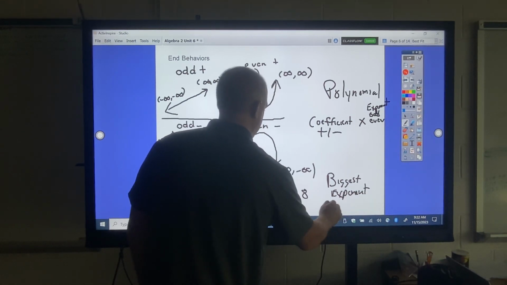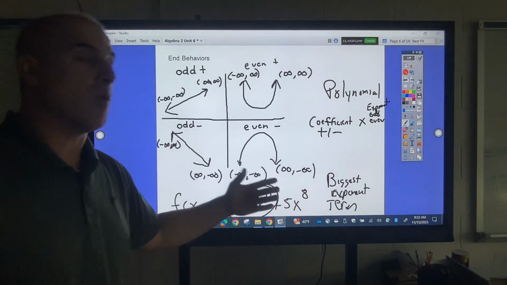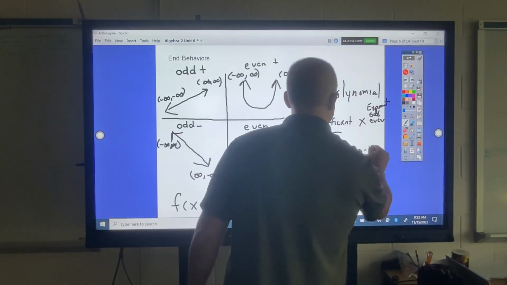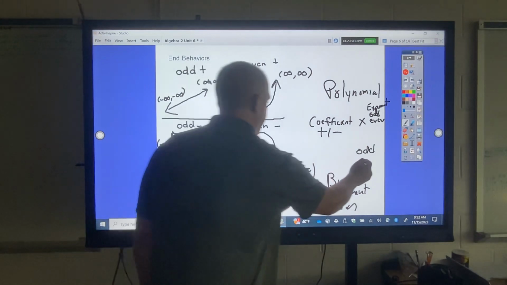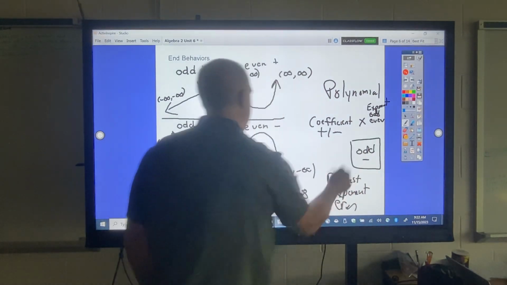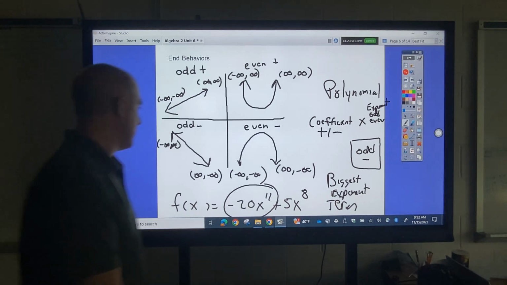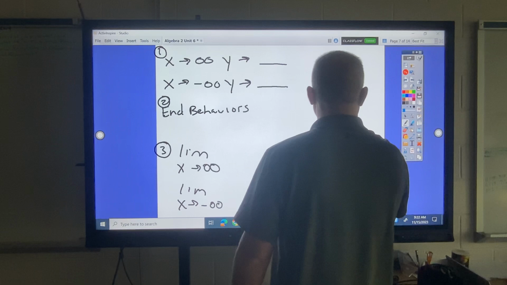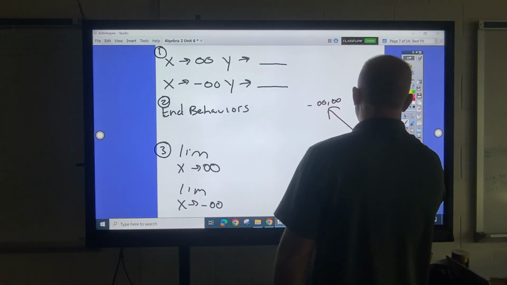Now, is this even or odd with the exponent? That is odd. And then I look at, is the coefficient positive or negative? It is negative. So, this is the odd negative picture. Okay? All right? So I'm going to go over to this. So this is the odd negative picture. So negative, positive, positive, negative.